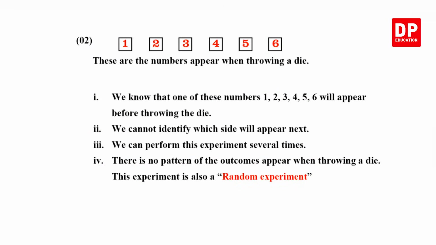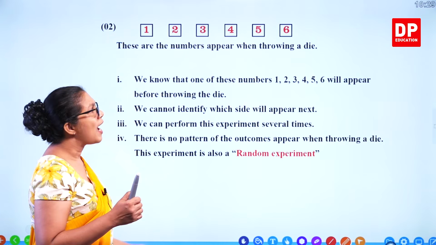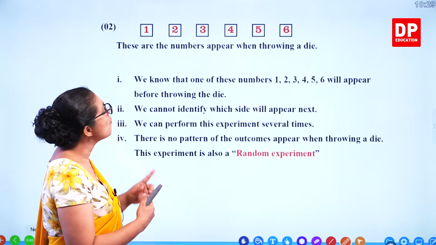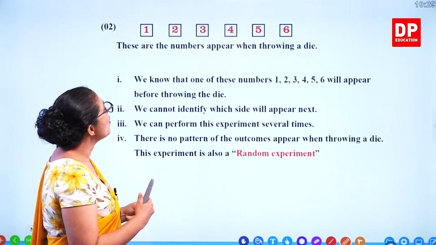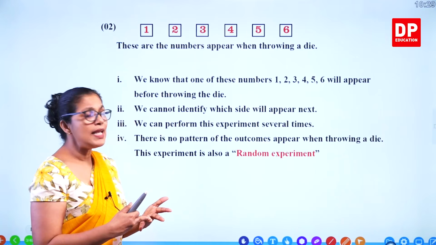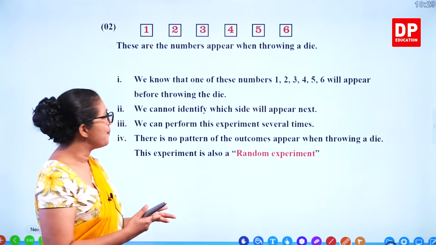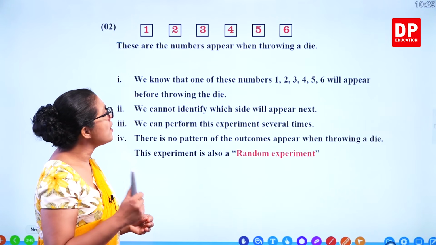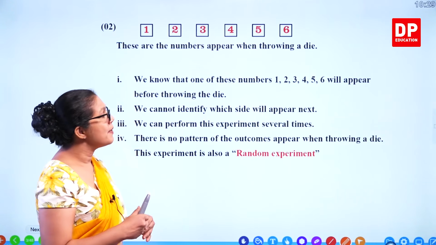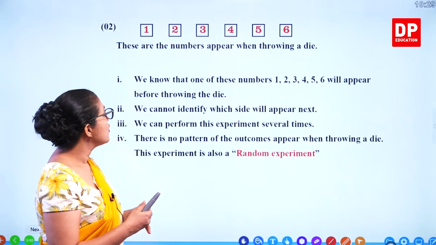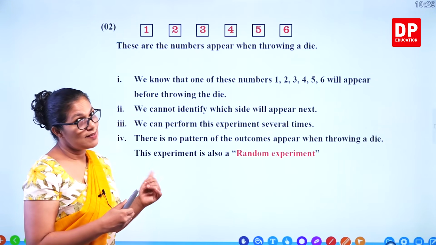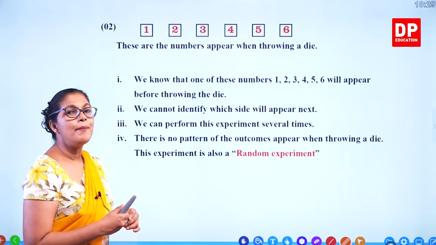Look at this one. These are the numbers that appear when throwing a die. Die means a cube. You get 6 sides. So here 1, 2, 3, 4, 5, 6. So we know that one of these numbers 1, 2, 3, 4, 5, 6 will appear before throwing the die. We cannot identify which side will appear next. We can perform this experiment several times and there is no pattern of the outcomes that appear when throwing a die. So this is also a random experiment.